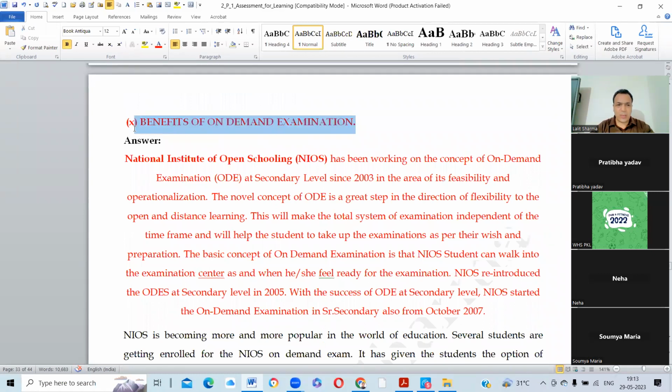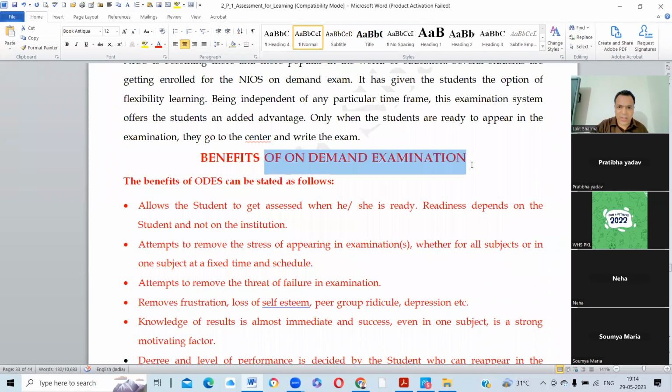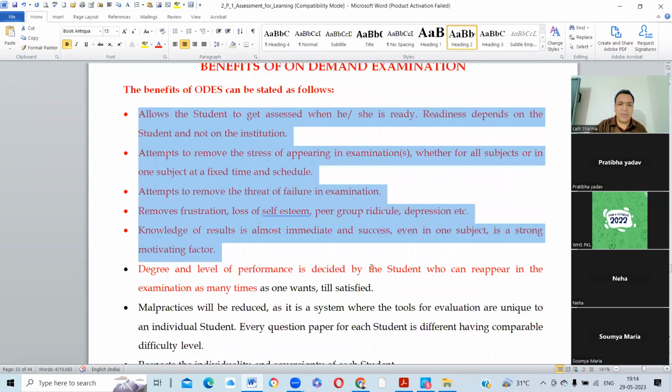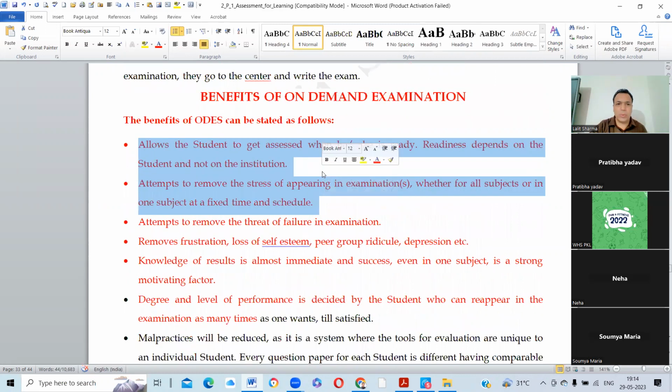Okay, the last question, the 10th question of the C part. What are the benefits of on-demand examination? On-demand examination is done under the NIOS system. What is an on-demand examination? So we will start our answer from here. The National Institute of Open Schooling has been working on the concept of on-demand examination, ODE, since 2003. So what are the benefits of on-demand examination? These are the benefits. Two or three points we will discuss so that you come to know the concept.